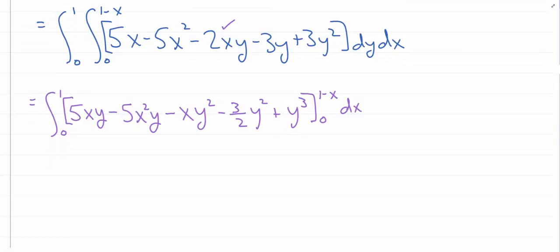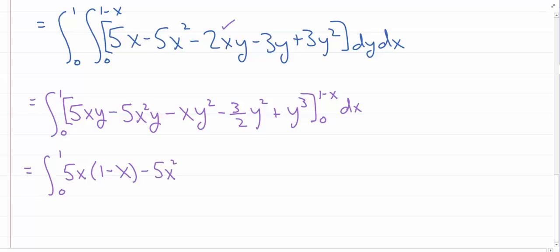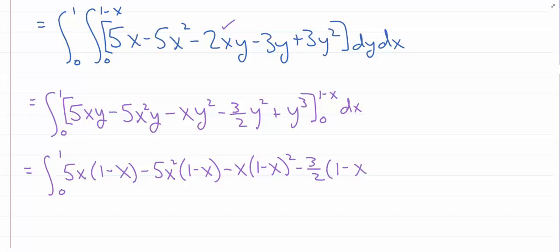Now let's see what we can do further. We've got 0 to 1, and every place I have a y, I'm going to put a 1 minus x. So I've got 5x times 1 minus x, minus 5x squared times 1 minus x, minus x times 1 minus x squared, minus 3 halves, 1 minus x squared, plus 1 minus x cubed. Now this is what we have to try to integrate.